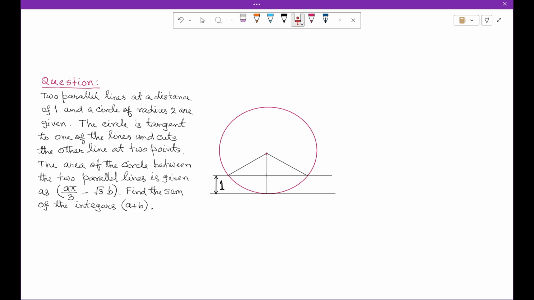So what is given? A circle is given with radius 2, and then two parallel lines are given. These are the two parallel lines, and the distance between the two parallel lines is 1. The circle is tangent to the outer parallel line here, and the circle cuts the two parallel lines at here and here. We are to find out the area of this region.